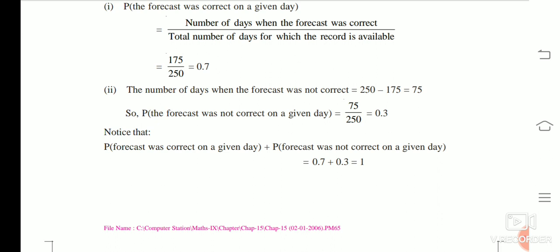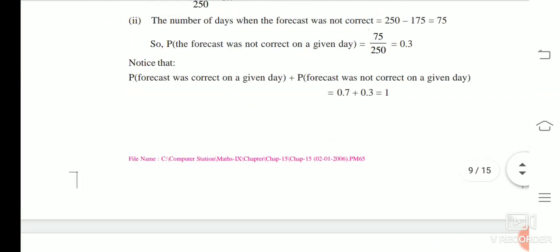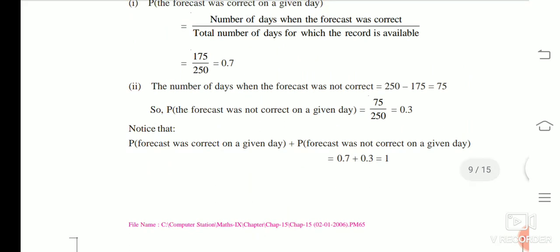Notice that the probability that the forecast was correct on a given day plus the probability that it was not correct on a given day is 0.7 plus 0.3 equal to 1. So this is the probability. Right. Thank you.